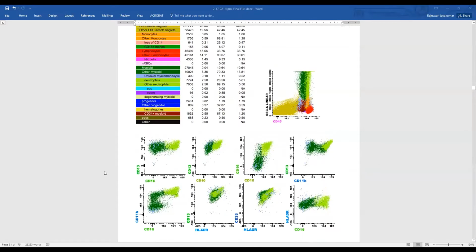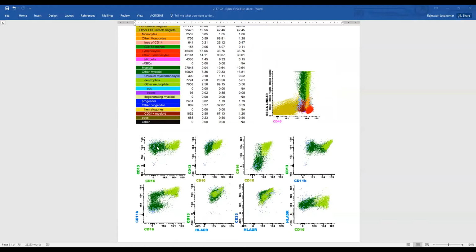Now, when we look at CD13 versus CD16, we see the mature granulocytes or the neutrophils express bright CD13 and CD16. So that is normal. And also, we see that our mature neutrophils express high side scatter as expected. So that is also normal. What is abnormal is that our immature granulocytes are all CD13 brightly positive.